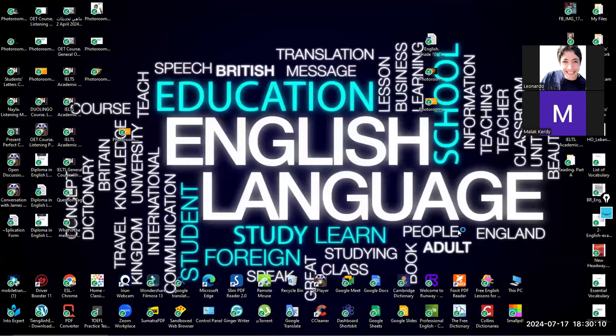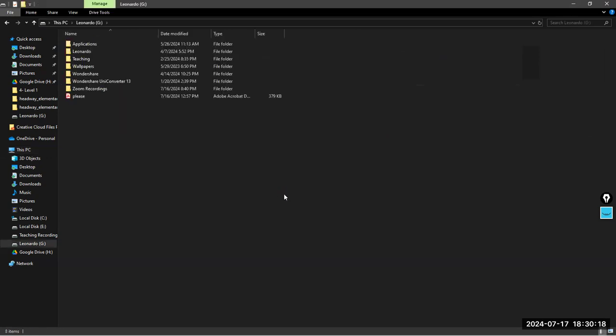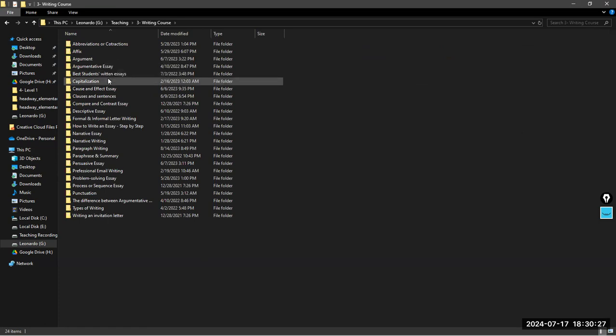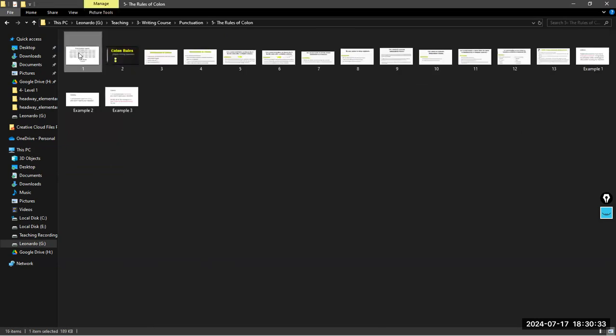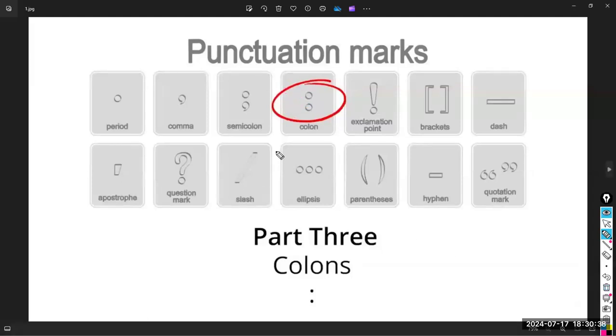Thank you. Okay, so today we have to complete discussing the punctuation marks. We cannot deny, Malak, that punctuation marks in writing are extremely important for an academic piece of writing. So I suggest we start with the colon. Let me open this image and show you the punctuation marks we have covered and the one we start today, which is the colon.